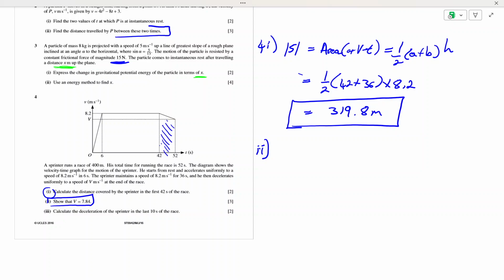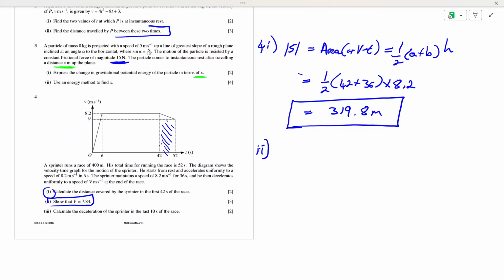And then we use the area of this part in blue, the area equation, to get the V. Because remember, this is also a trapezium again. If you look at it carefully, this would be our A, and this would be our B, and this would be our height.